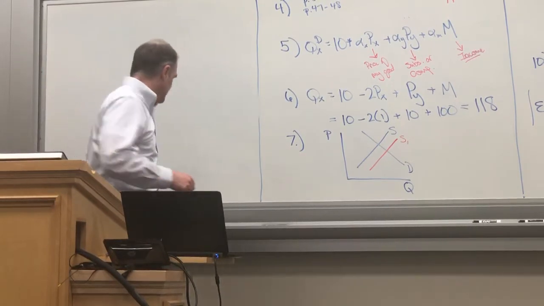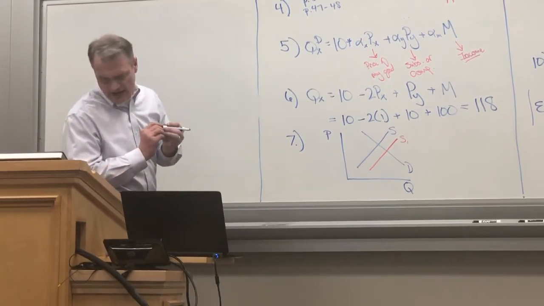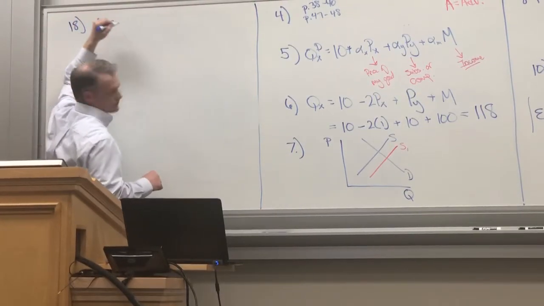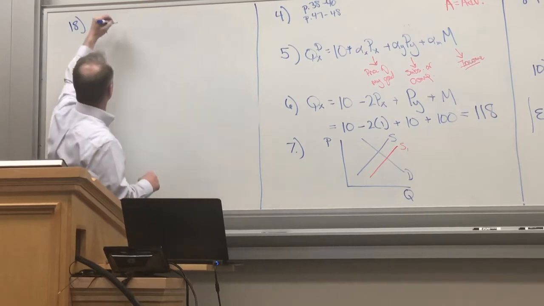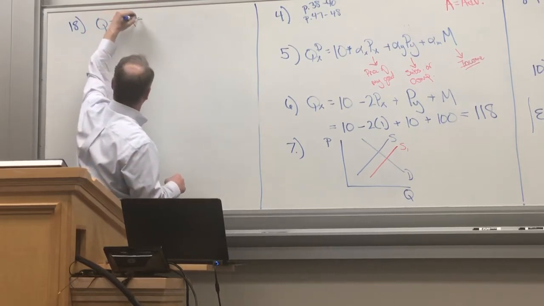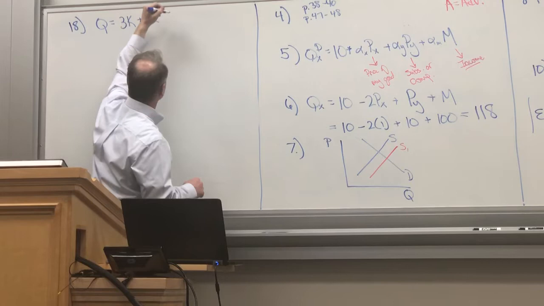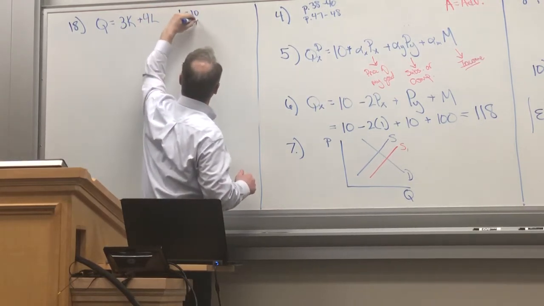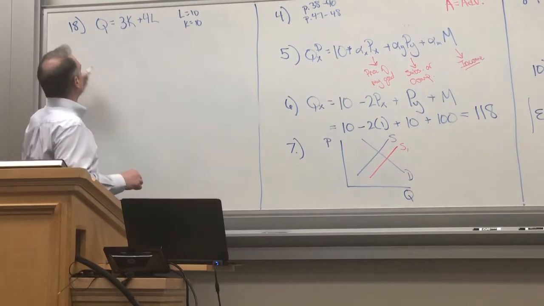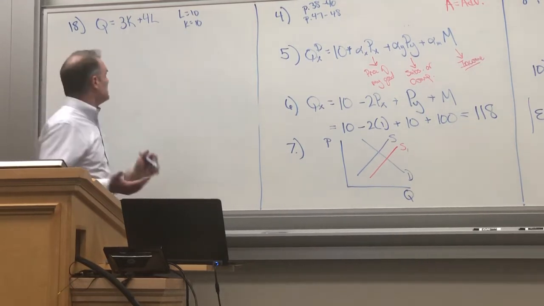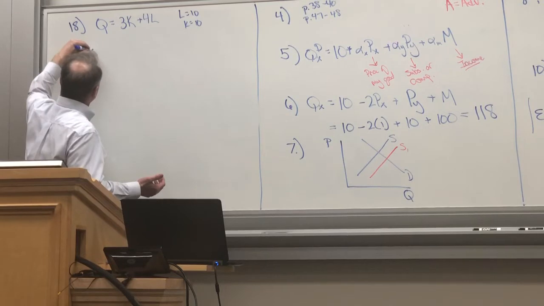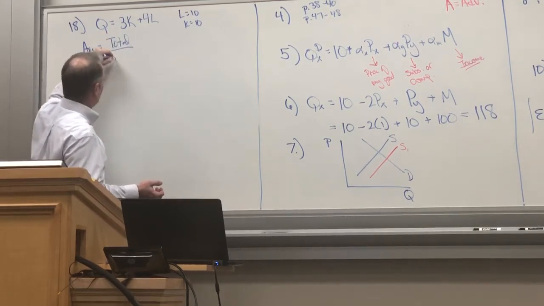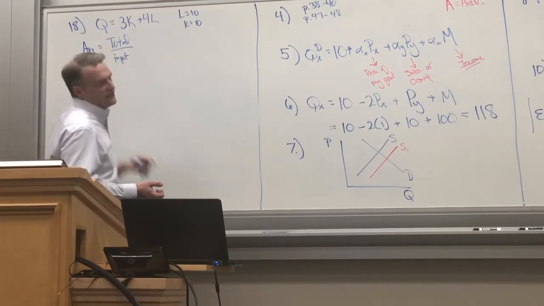Okay, so 18 says, I've got this linear production function. Quantity is equal to 3K plus 4L. And then I made it too easy by saying, what is it when I've got L is equal to 10 and K is equal to 10? Okay, so average means total divided by whichever particular input.